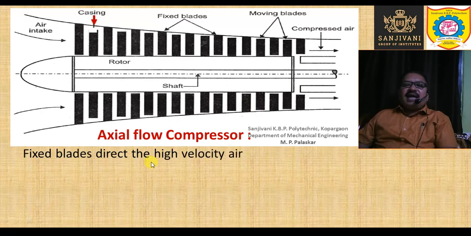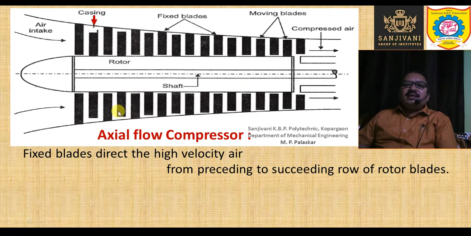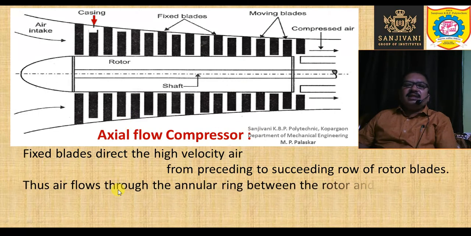So fixed blades direct the high velocity air from preceding to succeeding row of rotor blades. For example, this is the ring of fixed blades. It will direct the high velocity air from this row of rotor blades to this row of the rotor blades. Thus air flows through the annular ring between the rotor and the stator.